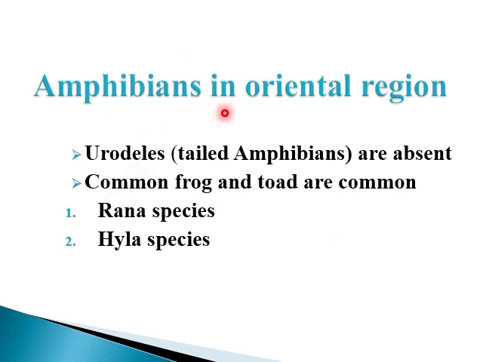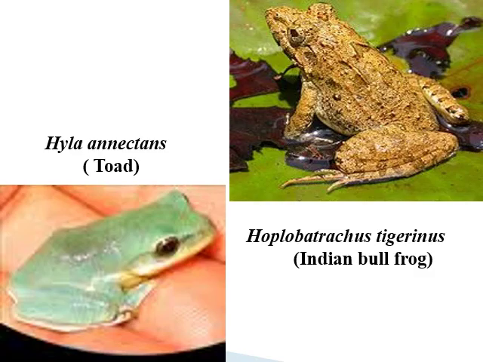If we talk about the amphibians present in the Oriental region, there are urodeles. Urodeles are basically called tailed amphibians, but these are absent in the Oriental region. Anurans, in which frogs and toads are common, are present in this region. The different species of frogs are Rana species, of which you have studied Rana tigrina, and the second one is Hyla species. Here you can see the Hyla species, the toad, and the Indian bullfrog.